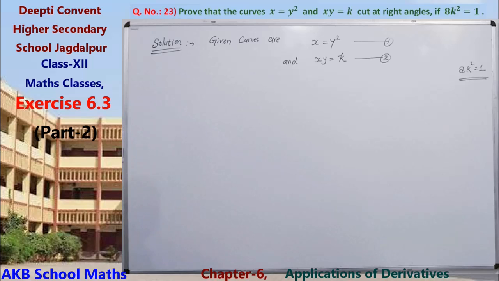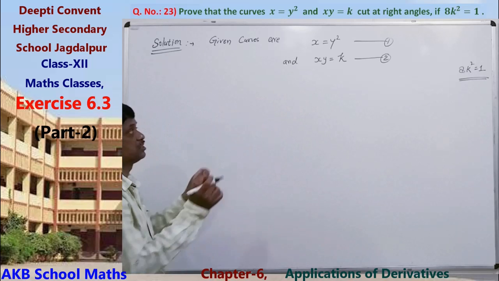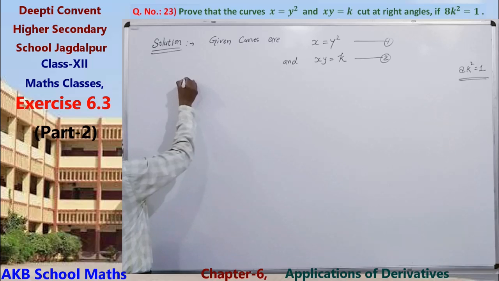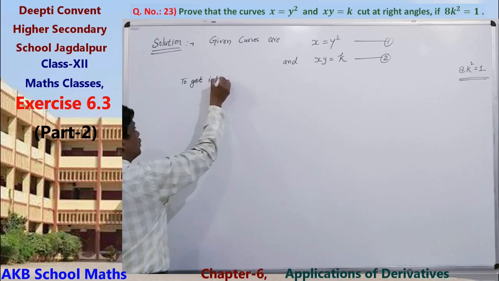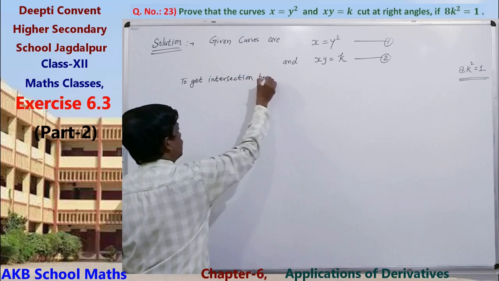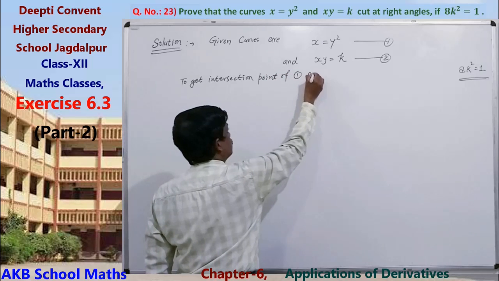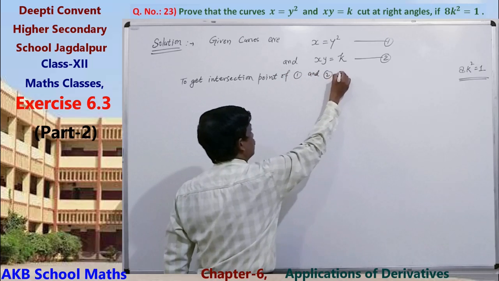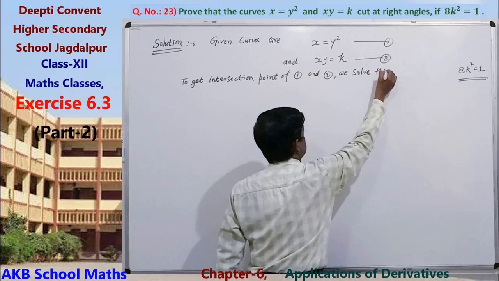Okay. So, first of all, we have to solve these two equations to get the intersection point. To get the intersection point of 1 and 2, we solve this.